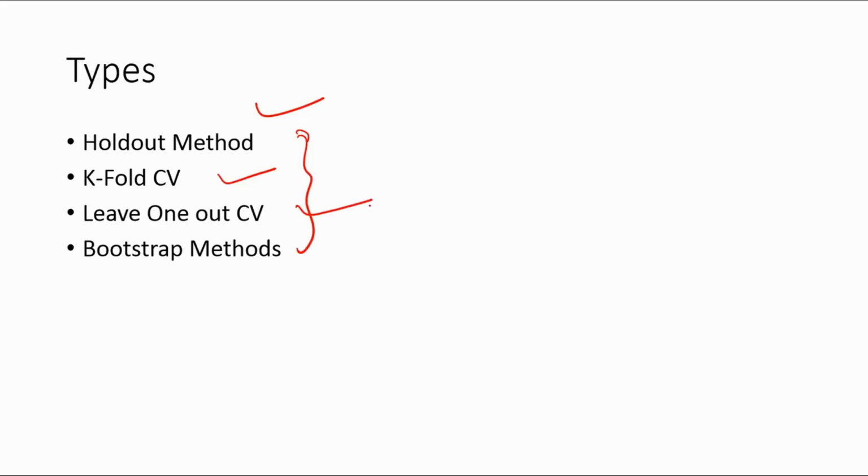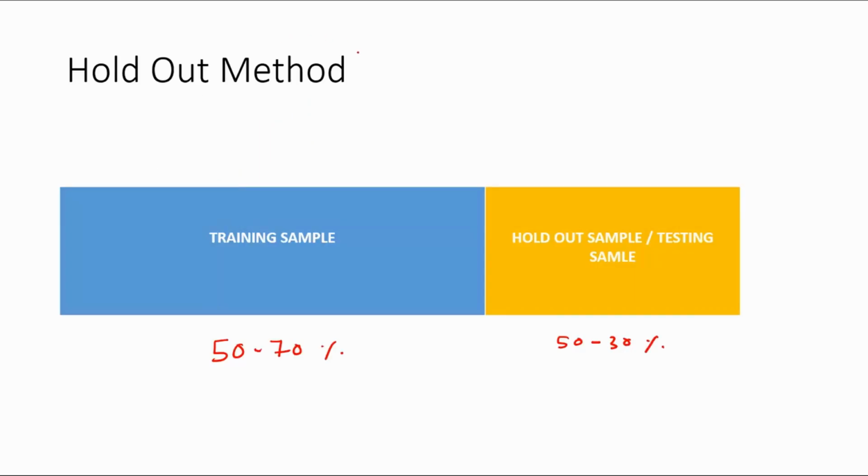out cross validation, and the last one is the bootstrap method. So we will understand these 4 types of cross validation one after the other. Let's start with what is holdout method. This is probably the most famous one, the famous cross validation method.